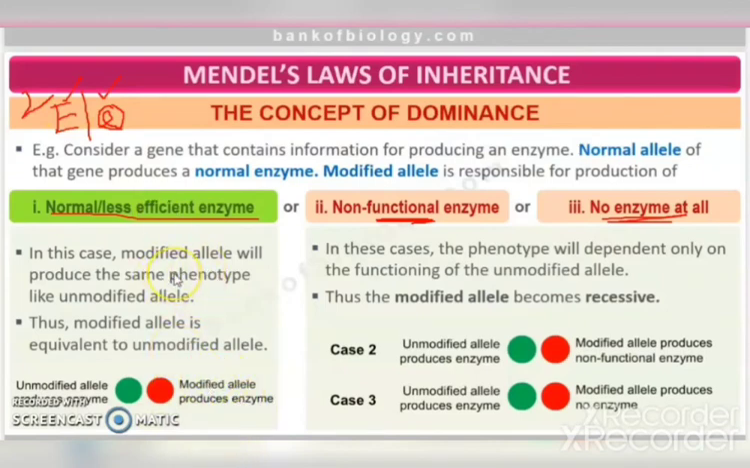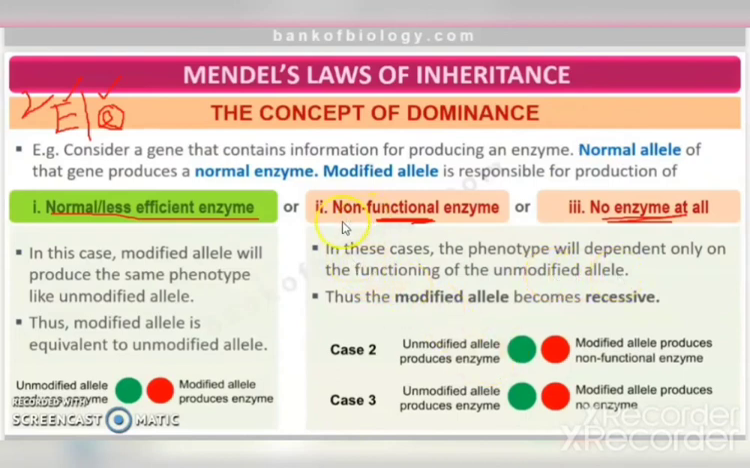If it is normal, after the change also, if the allele is coding properly or normally, or it can be less efficient or normal, it will be normal. It will be showing its work normally. ചില സമയം നോർമൽ ആയിട്ട് വർക്ക് ചെയ്യും, ചില സമയം അത്ര എഫിഷ്യൻ്റ് ആയിട്ട് വർക്ക് ചെയ്യാൻ പറ്റില്ല. ഈ 2 കണ്ടീഷനാണ് ഉള്ളത്. Okay, and the second one, if you take this non-functional enzyme, here in these cases the phenotype will depend only on the functioning of the unmodified allele.